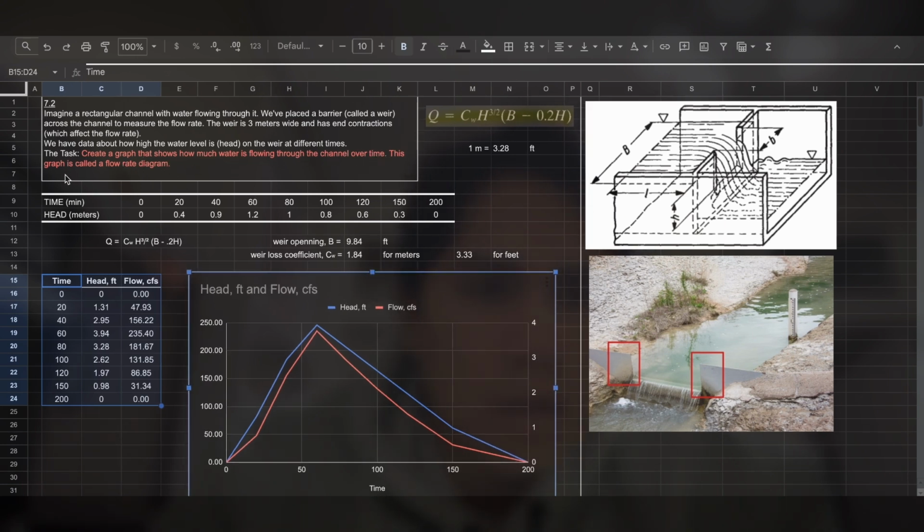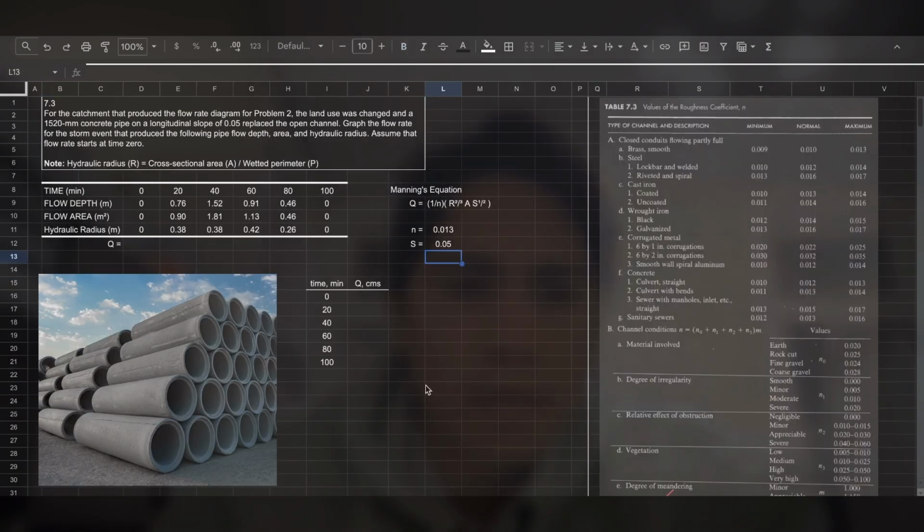Create the flow channel. This graph is called the flow rate diagram. So that's what we do. And now let's move on to the last problem of this video.